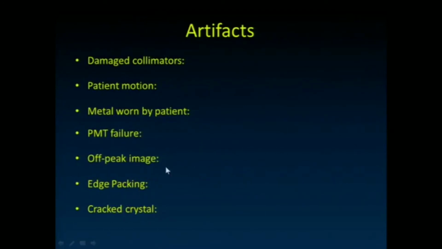An off-peak image depends on where the peak was set, but if you set it down too low, you just get this very scatter-looking image that's a barely perceptible outline of the anatomy you're looking at. If you set it too high, you may not get much of anything in the image. And if you've got a cracked crystal, that looks very similar to the damaged collimator, but of course if you do a flood with the collimator in place and you do a flood with the collimator off, you'll quickly be able to determine which one of those two things is going on.